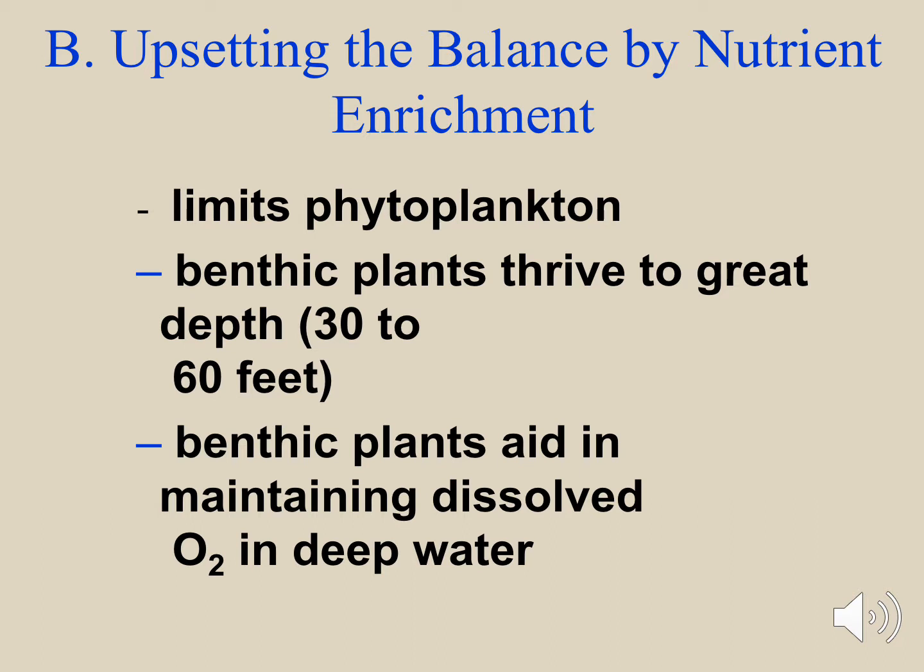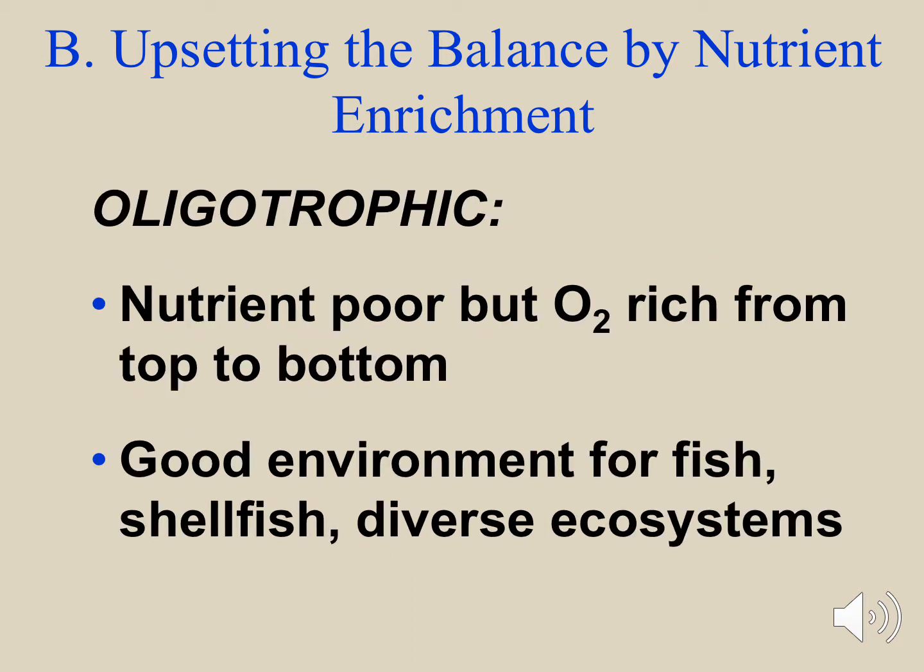So in summary, oligotrophic lakes are nutrient poor, but they're oxygen rich. There's a lot of oxygen in the water from the surface all the way to deeper depths. As a result, oligotrophic lakes are a good environment for fish, shellfish, and many diverse aquatic ecosystems. This is the way things are supposed to happen in nature.